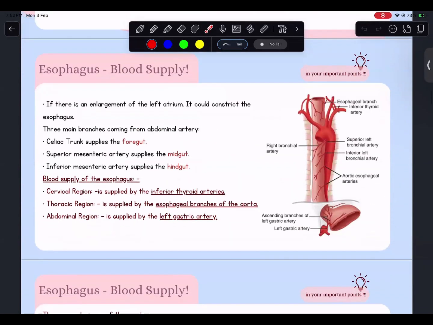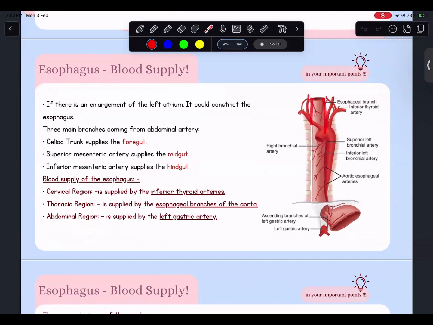Now, the blood supply of the esophagus: it's divided into three different regions, the cervical region, the thoracic region, and the abdominal region. The cervical region is supplied by your inferior thyroid arteries, which are here. These are going to supply the cervical esophagus. And then the thoracic esophagus is going to be supplied by the esophageal branches of the aorta.